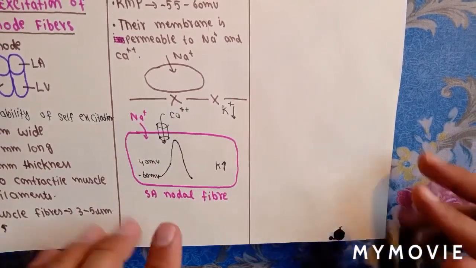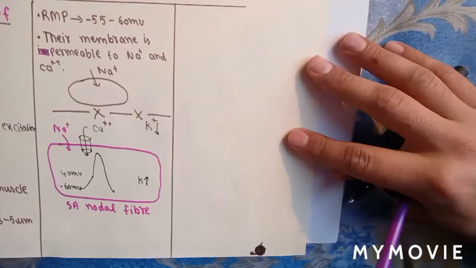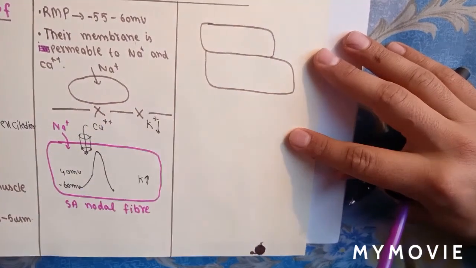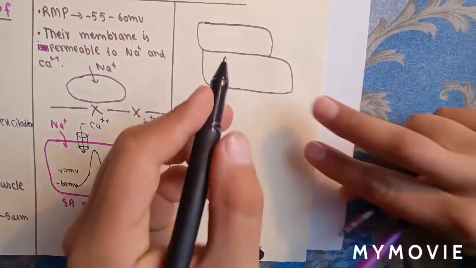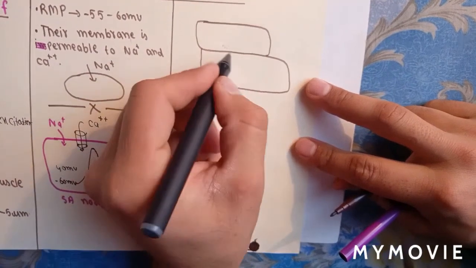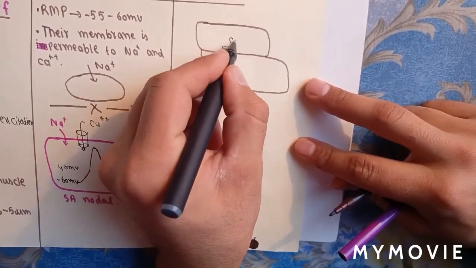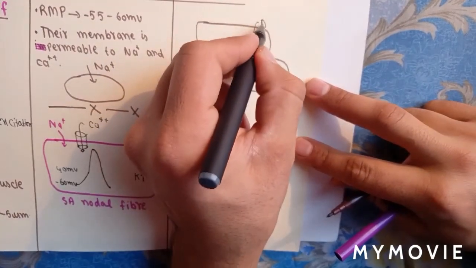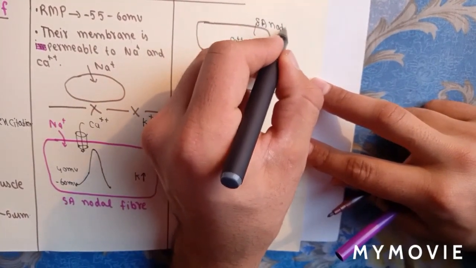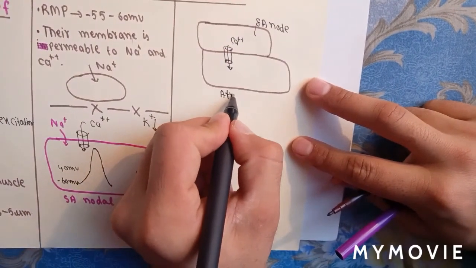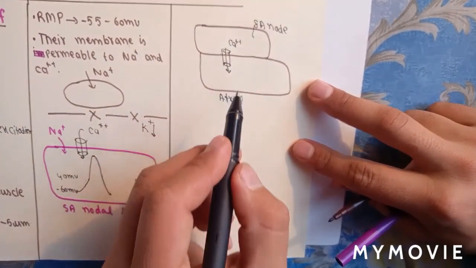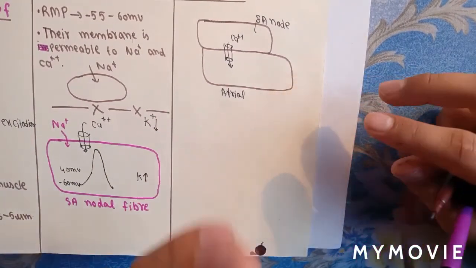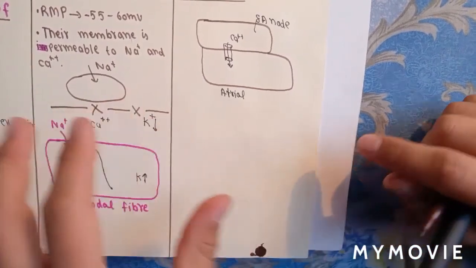Now next, we know that this is the SA node cell and it is attached to the atrial cell. So calcium ion also moves into the atrial cell and causes its depolarization and then repolarization. So this is the SA node cell and this is the atrial cell. Calcium ion enters here, depolarization and repolarization occur, and then the impulse moves from cell to cell.